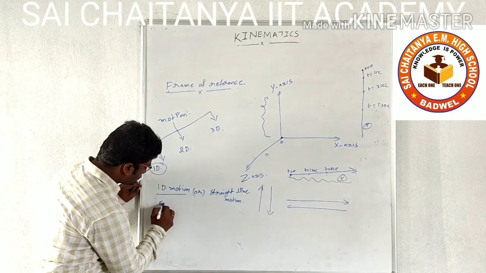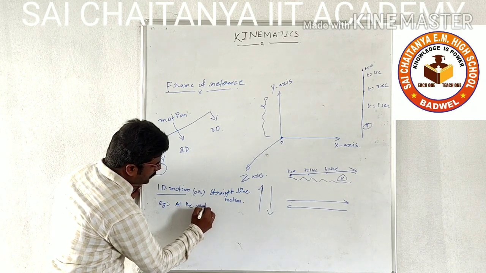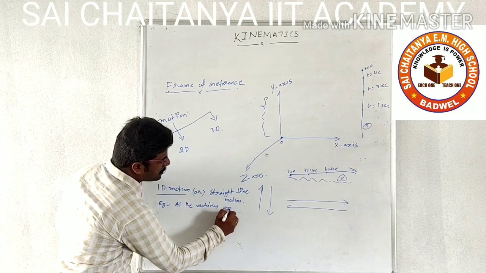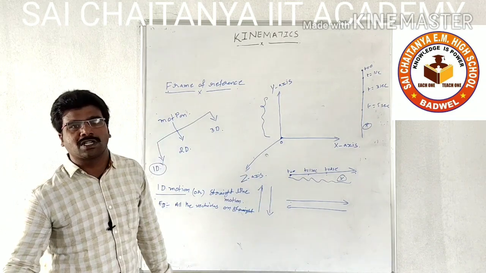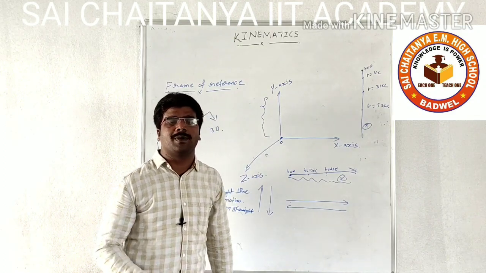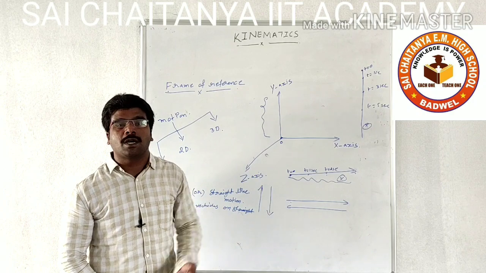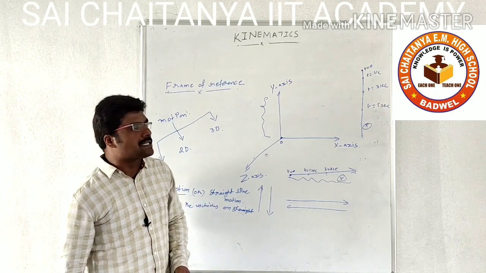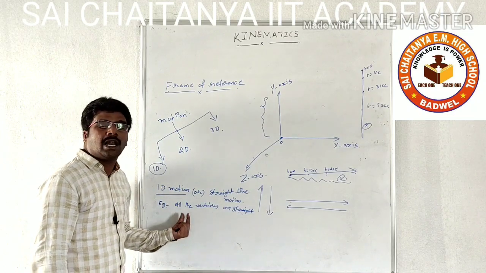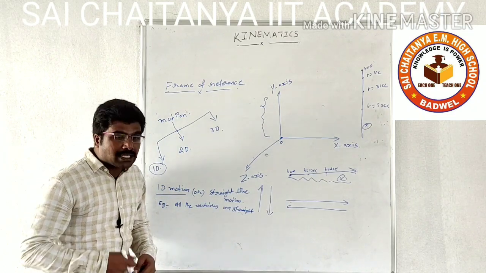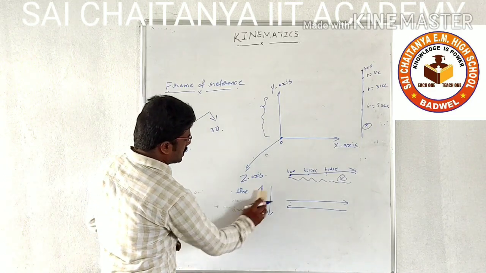Example, all the vehicles which are moving on a straight road. The motion of the car, motion of the lorry, whatever may be, if it is moving in a straight line, in order to describe the motion of that body, a single axis is sufficient, hence it is known as one-dimensional motion. In the same way, now we are going to see two-dimensional motion.